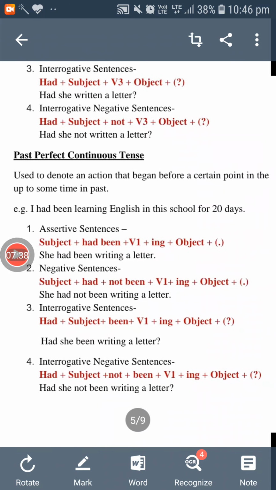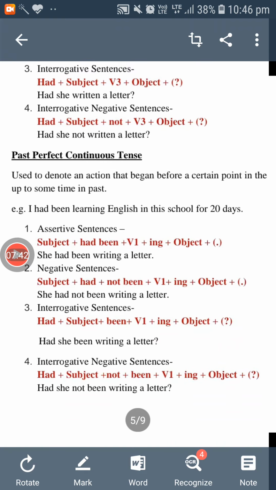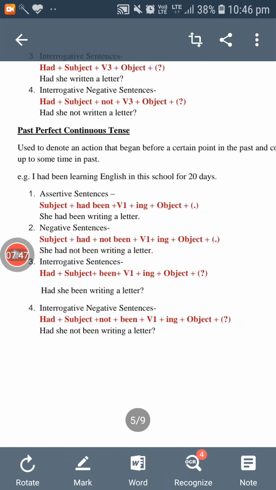Now here is past perfect continuous tense. In past perfect continuous tense, we use the subject plus had been plus V1 plus ing form of the verb.